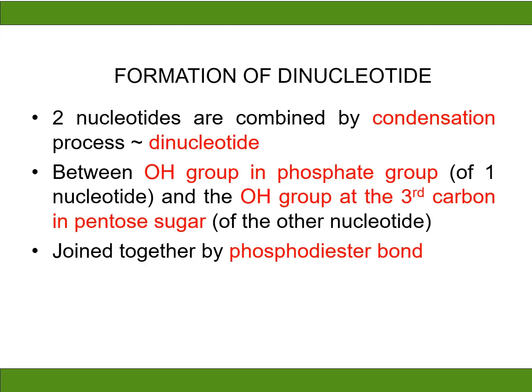Formation of dinucleotide. When two nucleotides are combined by a condensation process, it will produce a dinucleotide. The nucleotides are joined together by a phosphodiester bond. The phosphodiester bond is formed between the hydroxyl group in the phosphate group of one nucleotide and the hydroxyl group at the third carbon in the pentose sugar of the other nucleotide.